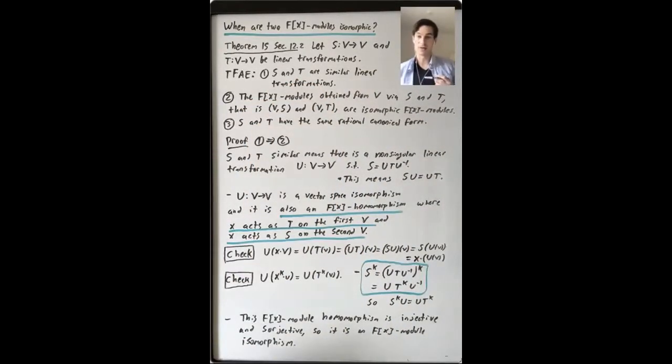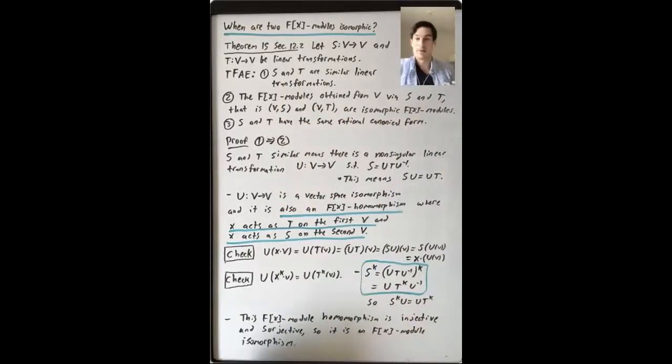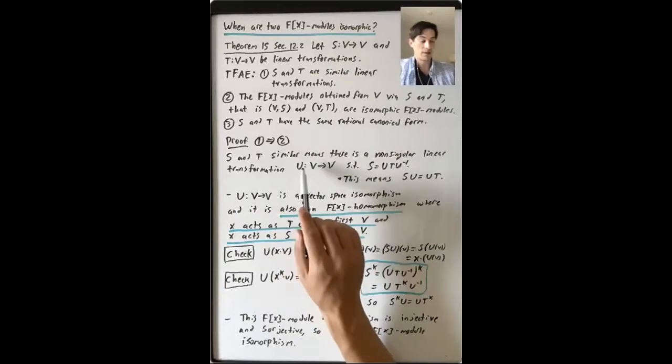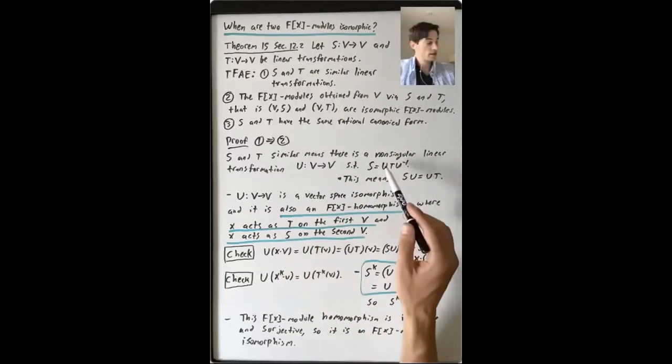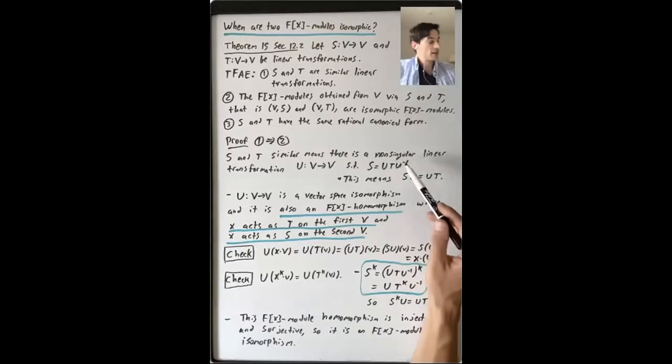Let's do 1 implies 2 first. So let's assume that S and T are similar linear transformations. What does that mean? Well, that means that there's a non-singular linear transformation U from V to itself such that S equals U T U inverse. So the way that we're actually going to use this is by saying, OK, if we now apply U on the right to both of these, that means that S following U is U following T.